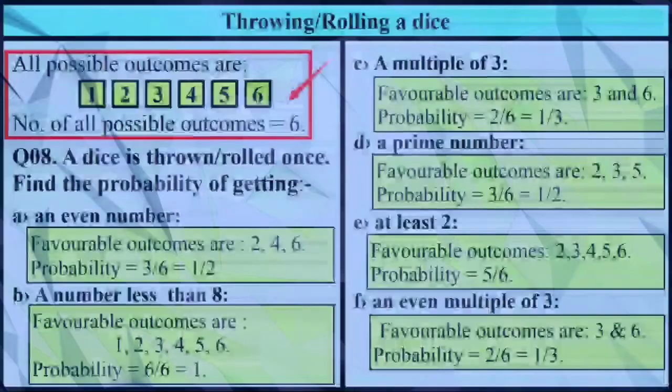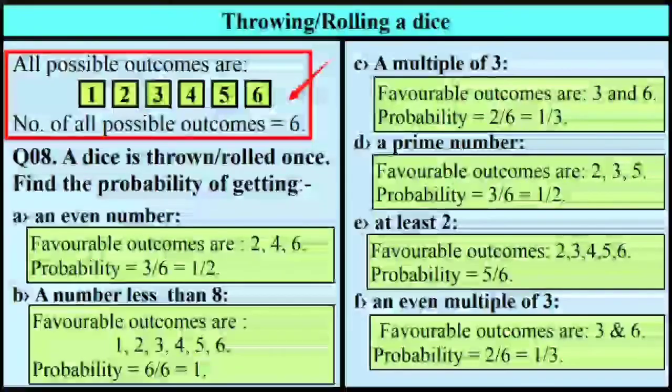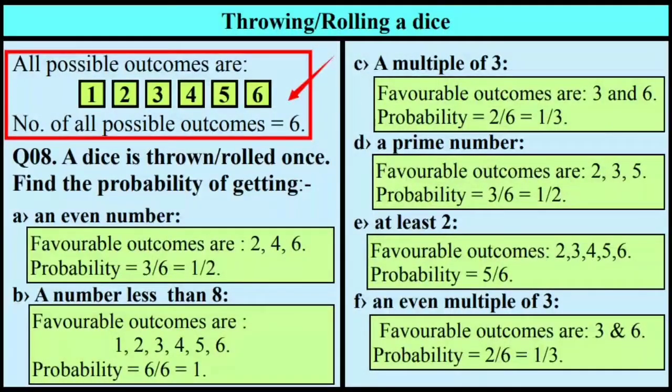As we know, a total of 6 faces are there in a cubical dice, and each face is marked with different counting numbers from 1 to 6. So a total of 6 possible outcomes are there in throwing a dice. Now let's check questions one by one and find probability.